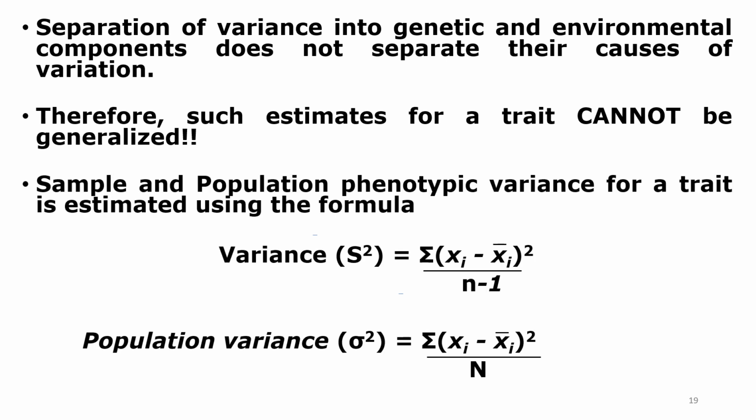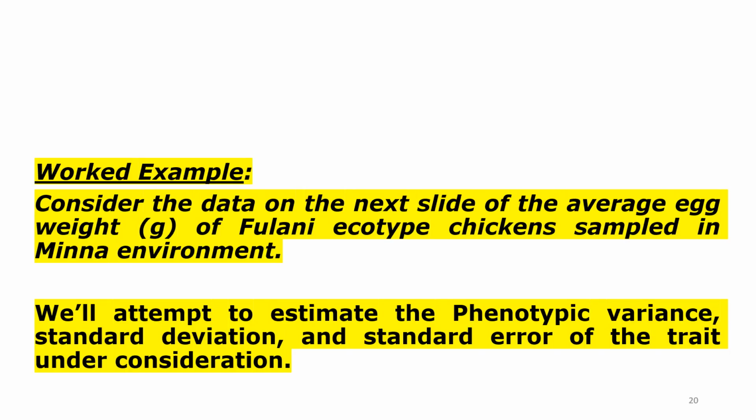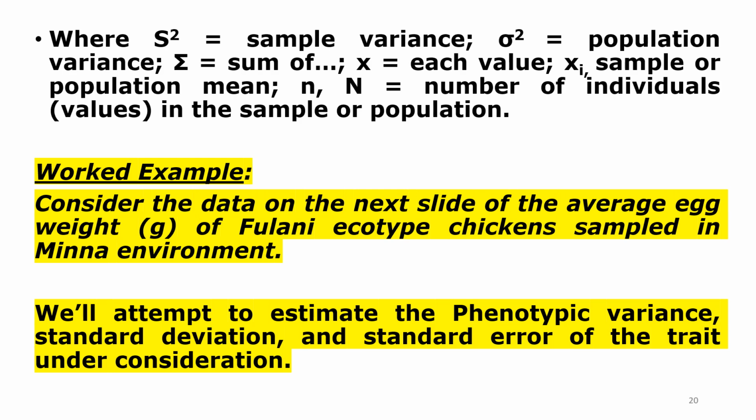So we can obtain sample and population phenotypic variance for a trait using the formulas given below. So this is sample variance, and this is the formula: sum of (xi minus xi bar) squared divided by n minus 1. And for population variance, the same thing, but this is divided by capital N. And this is the definition of the parameters.